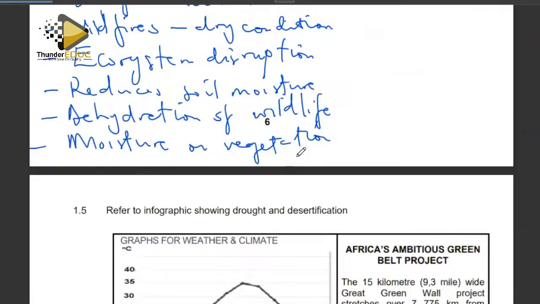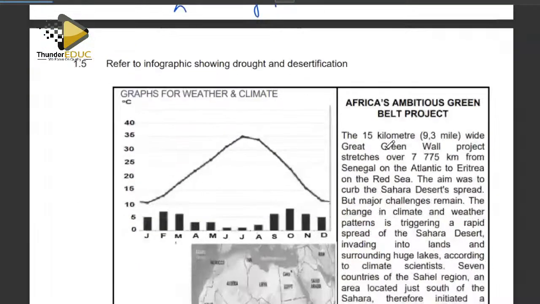It can cause moisture stress on vegetation because of excessively high temperatures, and also dehydration is a typical effect on wildlife, and also soil moisture is reduced, which is apparently also going to affect the growth of vegetation and also the productivity of vegetation, and apparently it's going to affect biodiversity for those reasons.